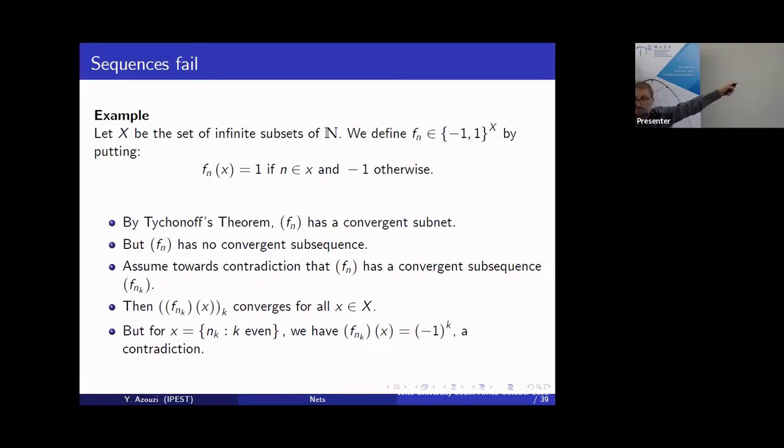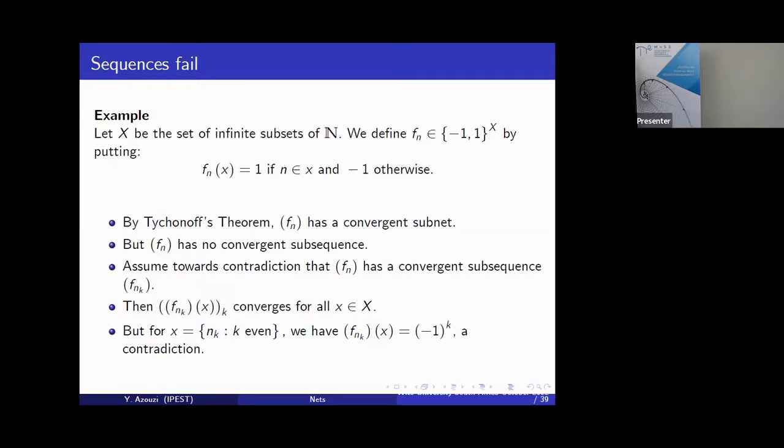So this is a case where compactness cannot be expressed in terms of sequences. There is a notion of sequentially compact space. This notion means that every sequence has a convergent subsequence, and it's not equivalent to compactness. So here we show that compactness does not imply sequentially compact, but the converse is also false.